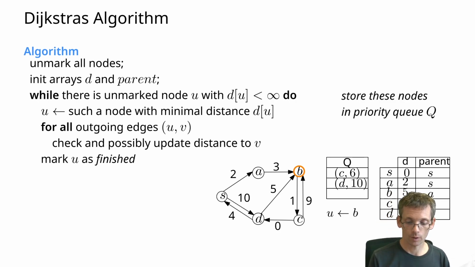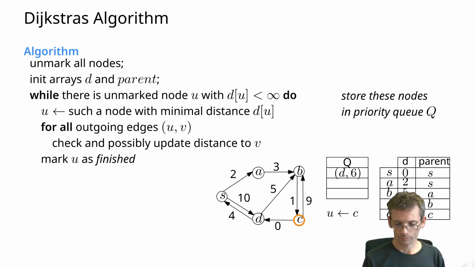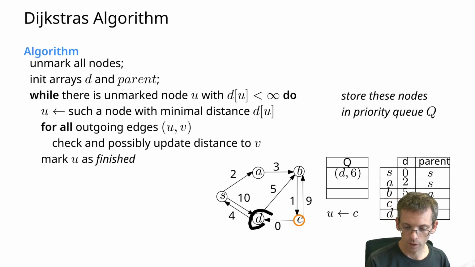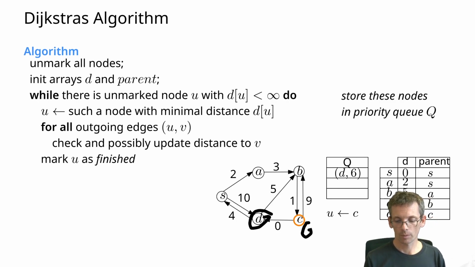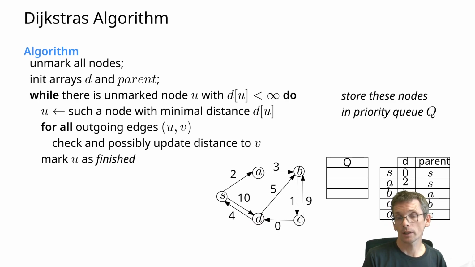Now C is the first element. From C, I can reach D. But I can now reach D with a 6 plus 0, which is better than the 10. So I update both the parent and the value that I have in D. And in that case, now for D, there's nothing left to do, and we're done. So that was Dijkstra's algorithm in short. What's the running time?